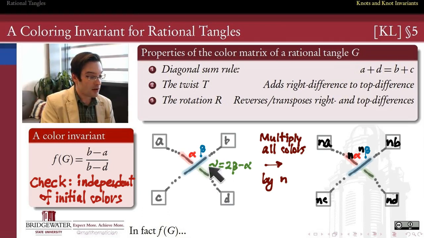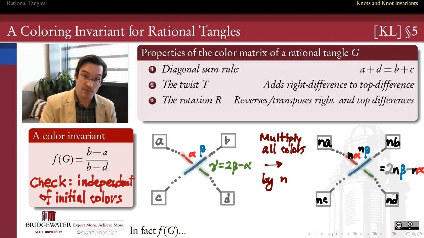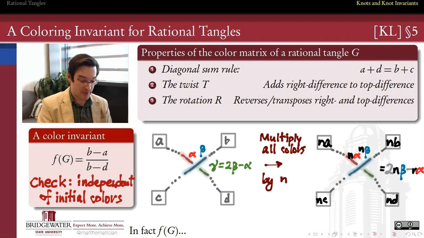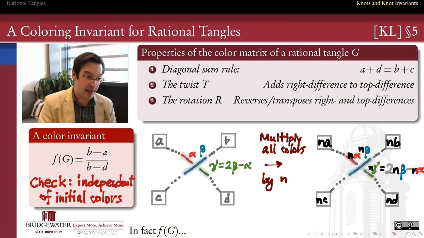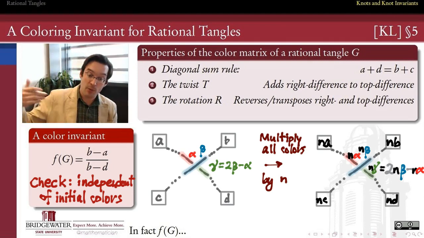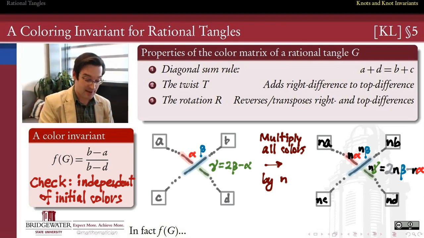So what's going to be the color of this green strand here? According to our scheme, it's twice the over minus the under, so twice n beta minus n alpha. But that's the same as if I factor the n out: n times 2 beta minus alpha, or n times gamma. And what this shows is that if I start with a valid coloration of my rational tangle and multiply all of its colors by the same n, I'm going to get another valid coloration of the same rational tangle. So in other words, the validity of colorability doesn't depend on whether I scale it all up by a constant n.